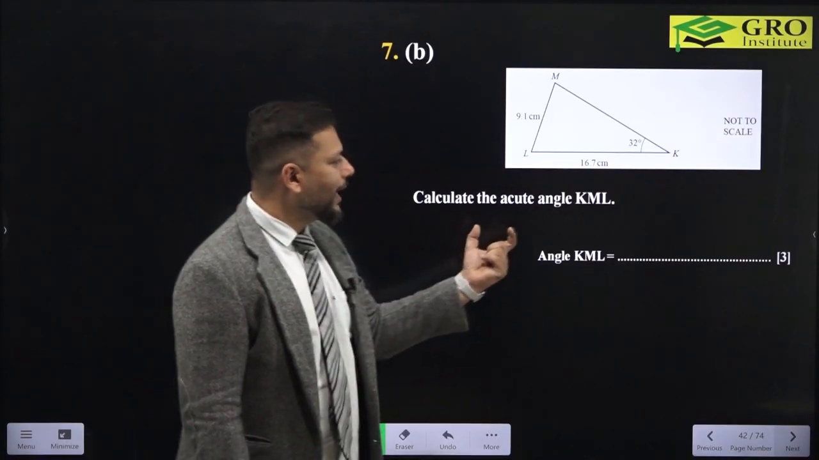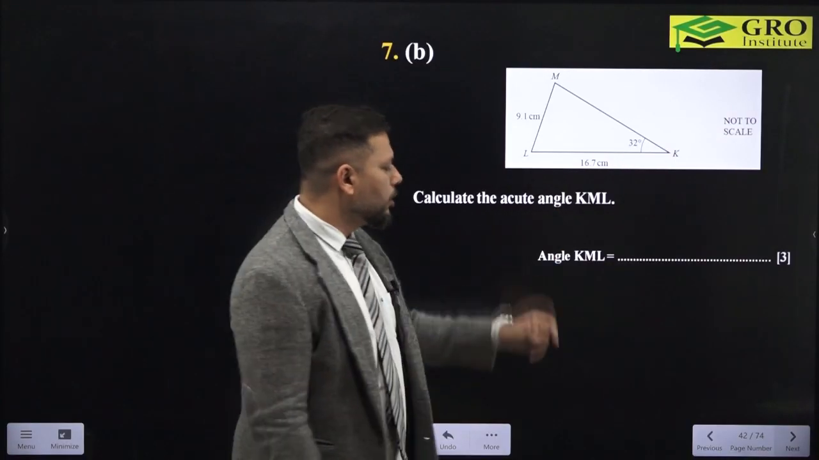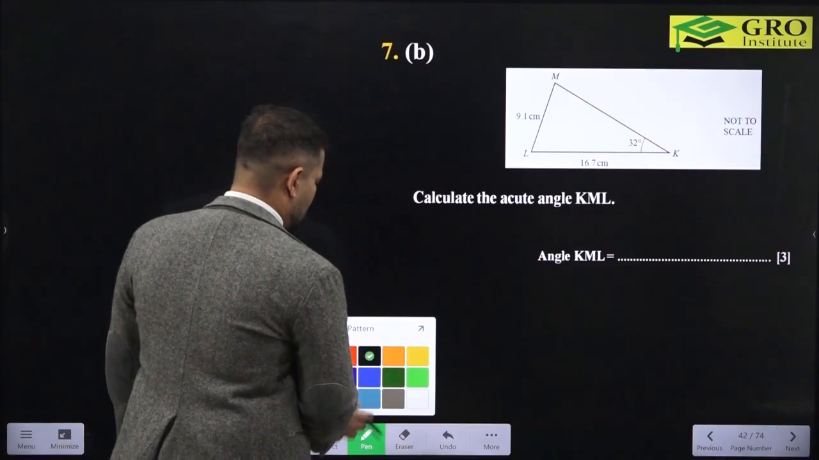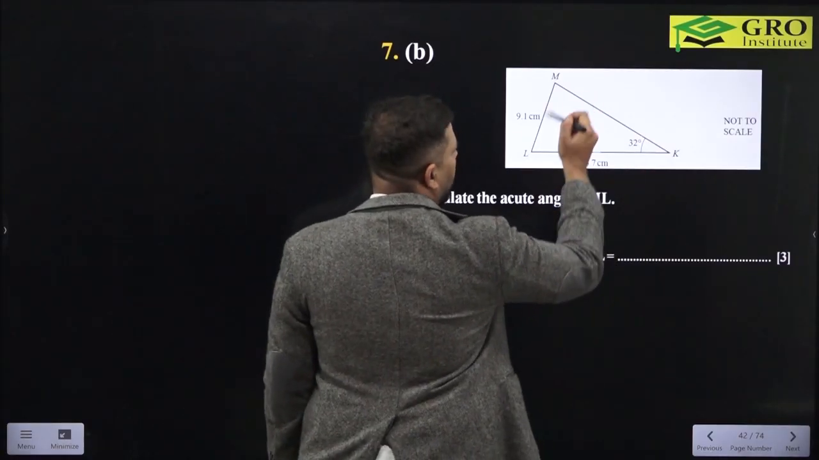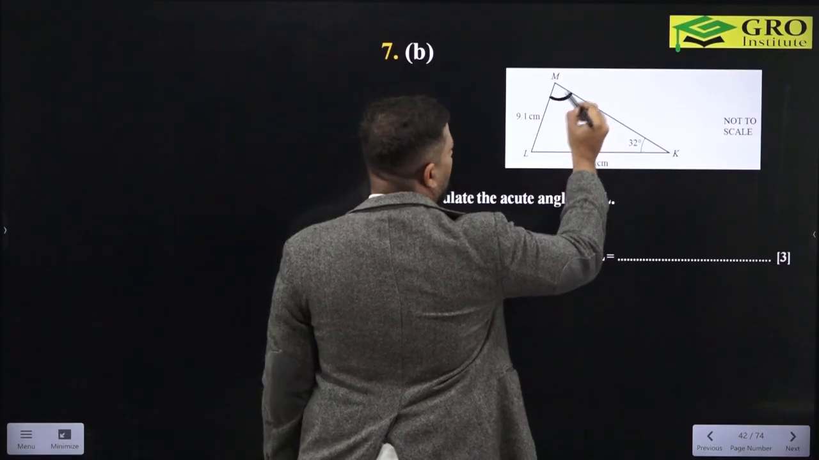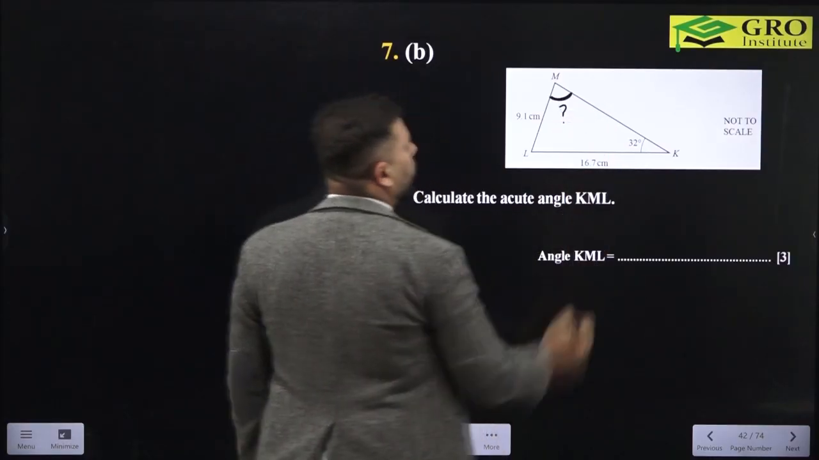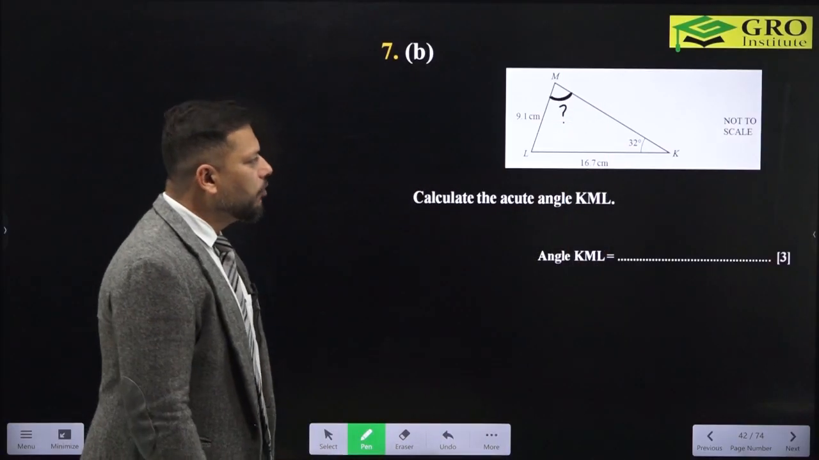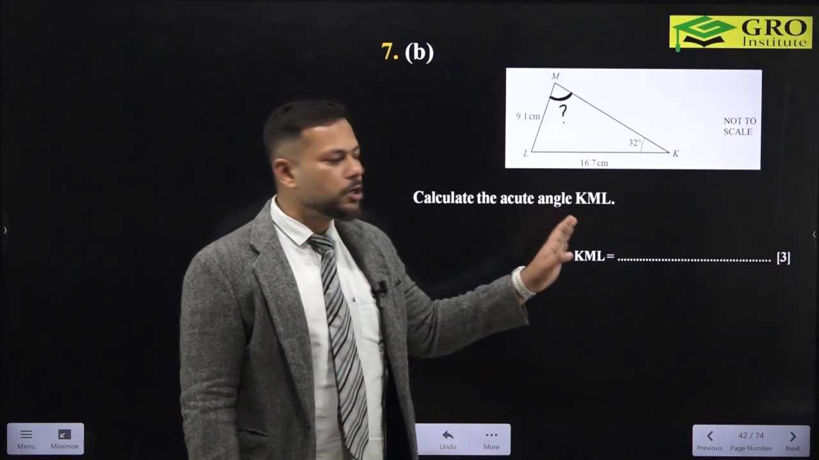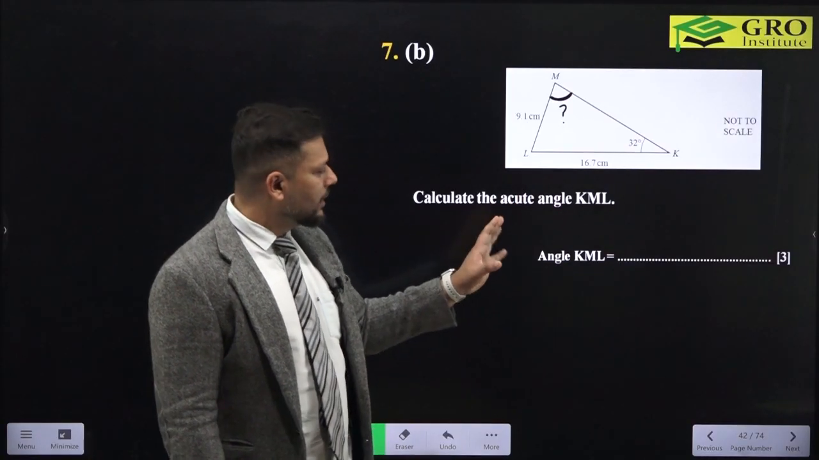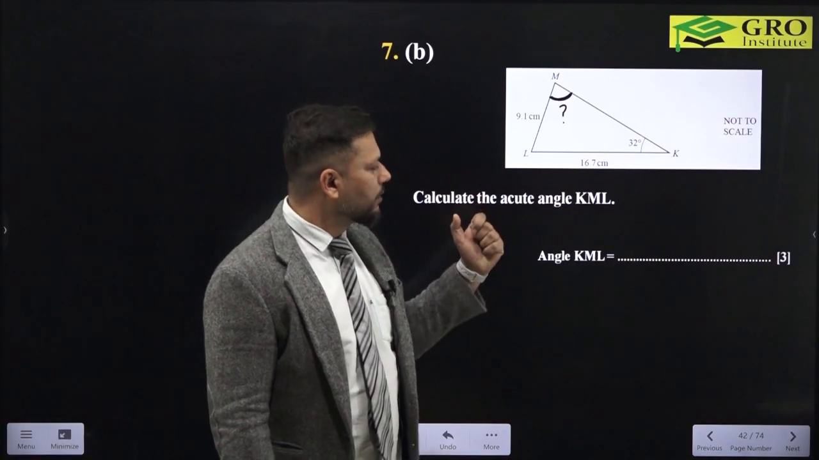Calculate the acute angle KML. Where do we see that angle? KML, this angle. Guys, this angle is not known. We have to find it out. How would we get it? This triangle is not at all a right triangle. This is an acute angle triangle.